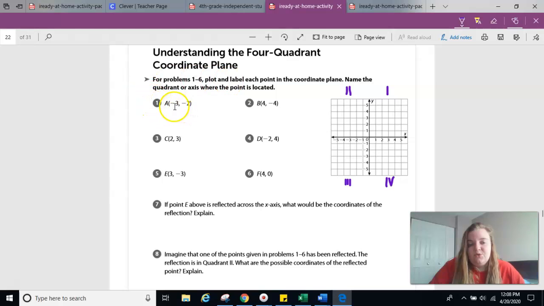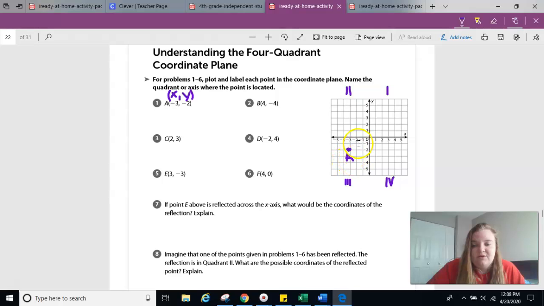Alright, we're going to start off with A. The first number is always the x, coming off the x-axis, and this is the y. Okay, so -3. We're going to go to -3 on x, and then the next number is a -2. So we're going to go to -2 on y, and we're going to see where they meet, and they meet right here. So this is point A.